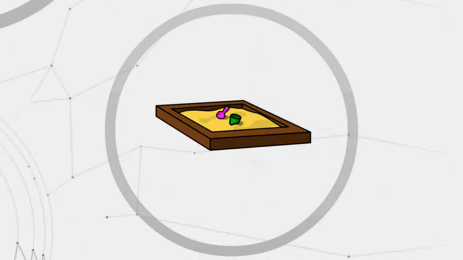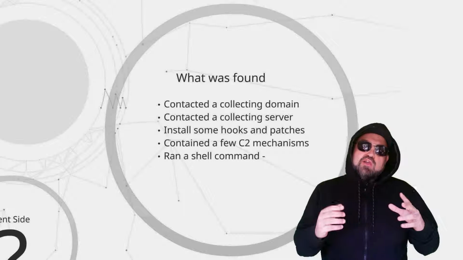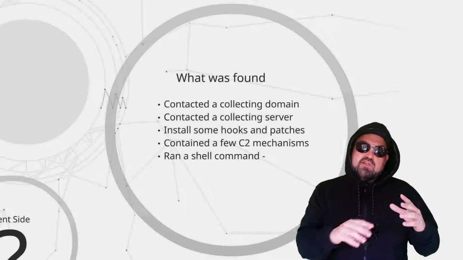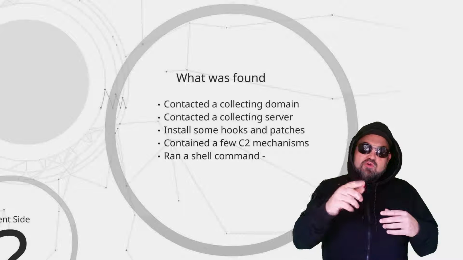After a few minutes of analyzing its behavior, he soon found out that my little present wasn't as friendly as it looked. Matter of fact, it had a little surprise: an embedded VBA macro that, among other things, contacted a collecting domain, contacted a collecting server, installed some hooks and patches, contained a few C2 mechanisms, and to top it all off, ran a shell command to help me spread the word. This is why it's so important to have multiple layers of security on your network. It's also equally important to have complete visibility in your toolbox.